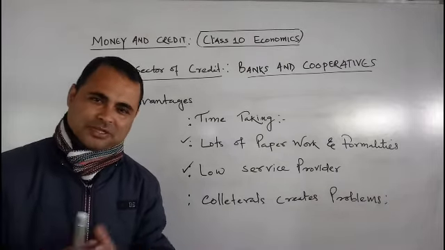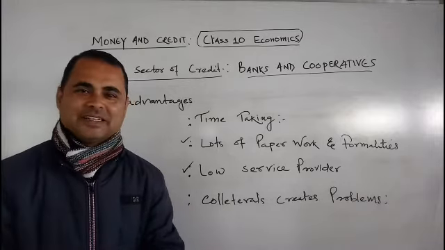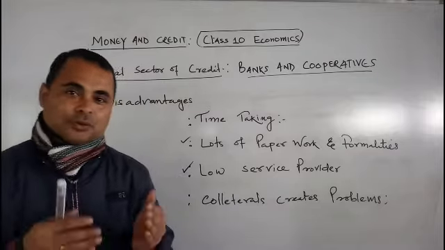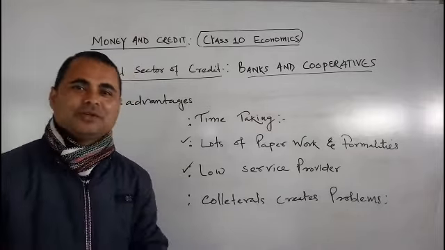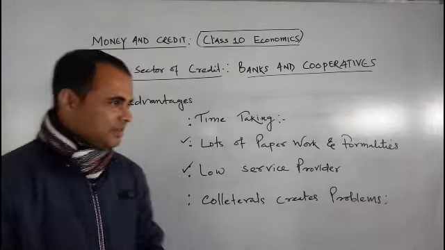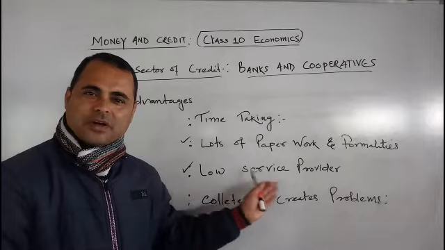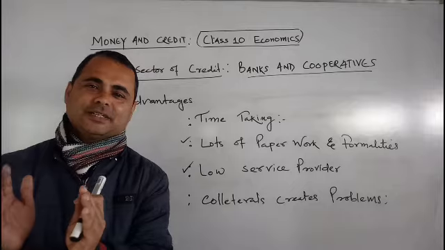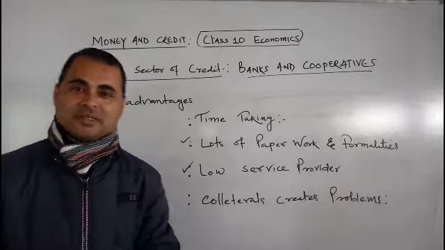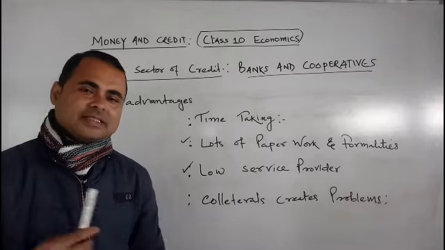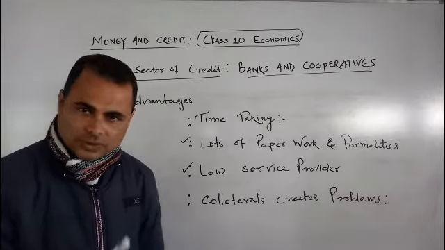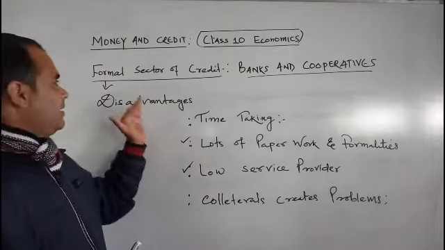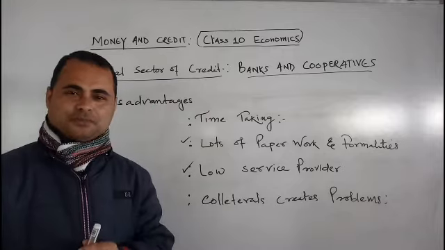I feel sorry to say that, but today also you go and you see the condition of many of the banks in our country. To just withdraw your own money, you need to be in a very long queue. In the same way, the service providers in the formal sectors are very, very slow compared to the informal sector. That's why in case of emergency, in case of quick need of financial assistance, many people don't rely on the formal sectors even today.